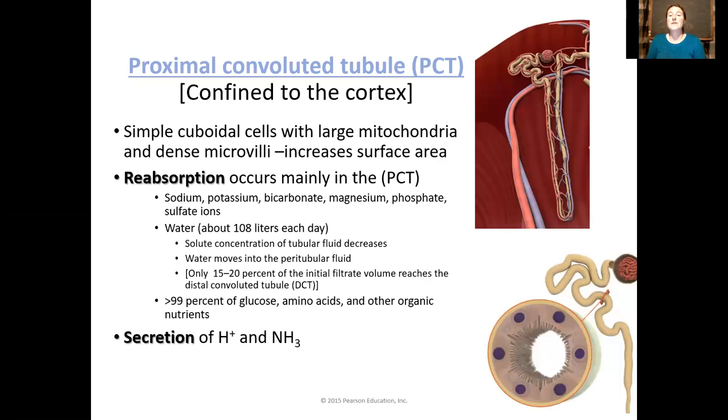Okay. And so this is a summary of all these different processes within the PCT. The PCT really functions primarily in reabsorption. We reabsorb about 108 liters of water every single day via our proximal convoluted tubule. And so again, if the PCT was unable to reabsorb all of this water, we would literally pee out the entire volume of our blood really quickly. Okay, so that's the PCT.